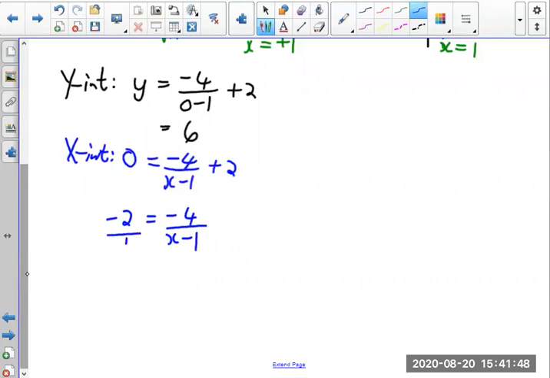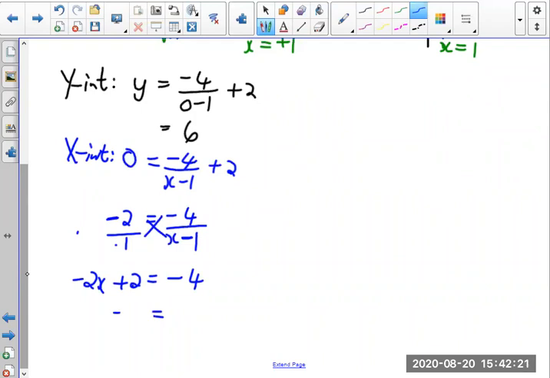Cross multiply by first making the minus 2 a fraction. Now you can put that minus at the top or at the bottom or in front. It really does not matter. Now let's keep it where it is so that I don't confuse you. Minus 2 times x is minus 2x. Negative 2 times negative 1 is positive 2. Minus 4 times 1 is minus 4.